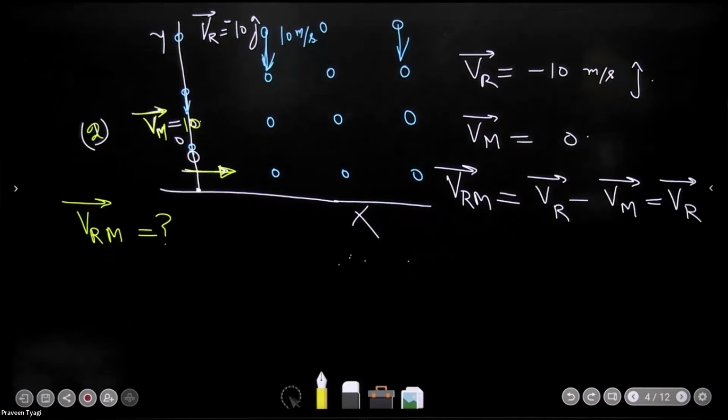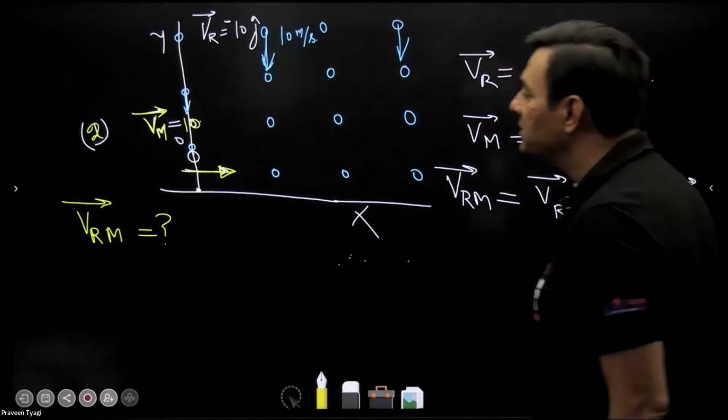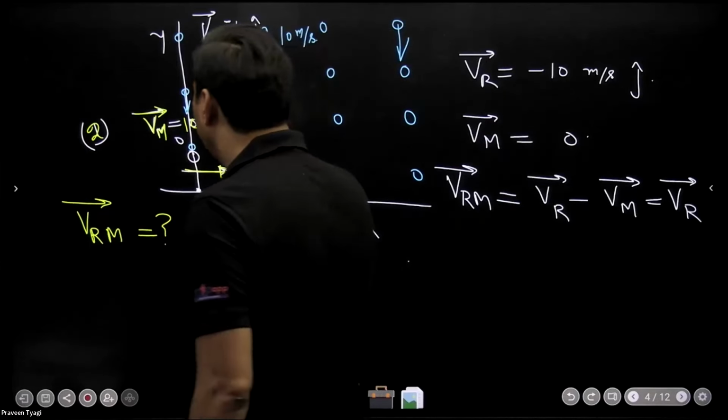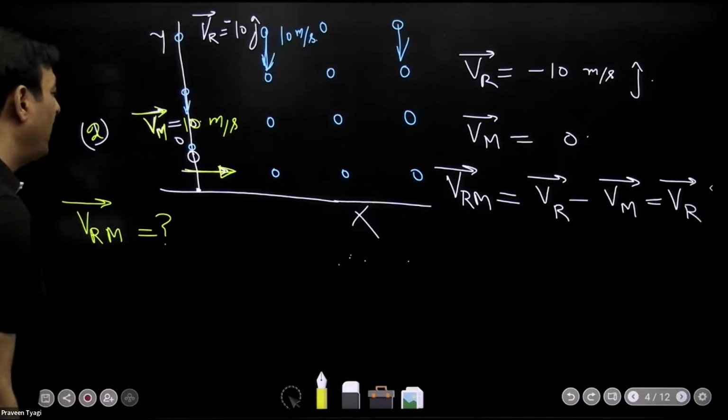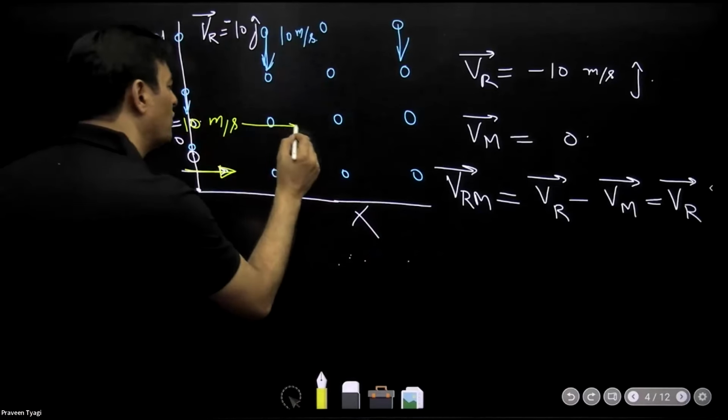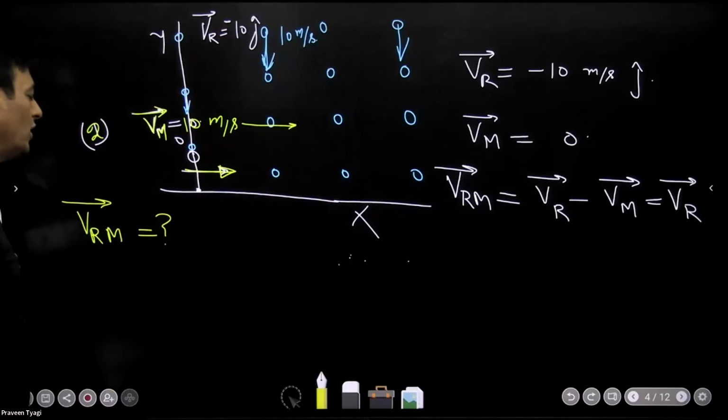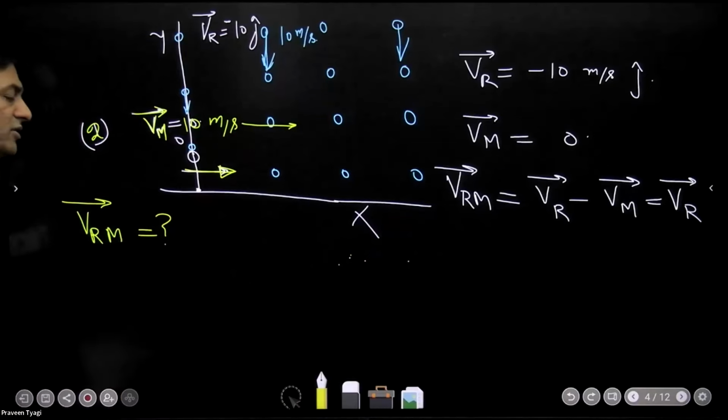Velocity of the raindrops. Man is moving with 10 meters per second. Raindrops are falling with 10 meters per second vertically downward. Man is moving with 10 meters per second horizontally. You have to tell me what will be the velocity of the raindrops as observed by the man.